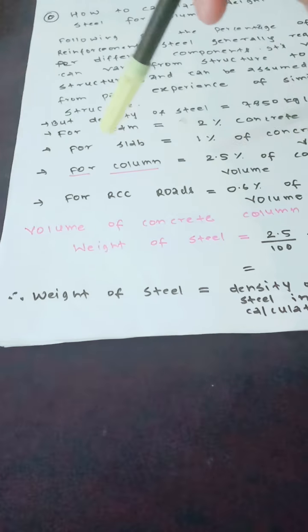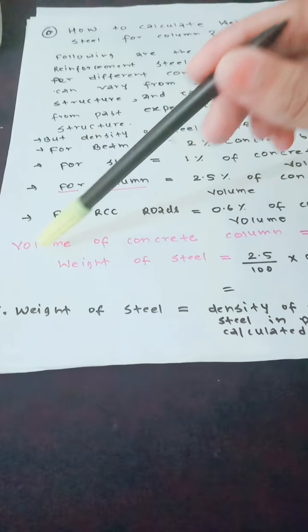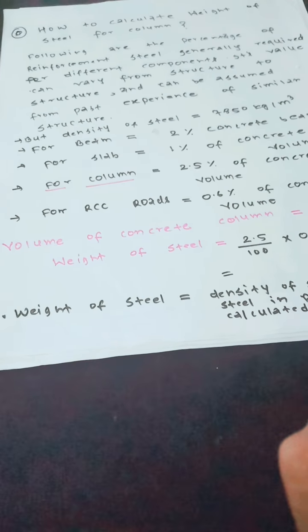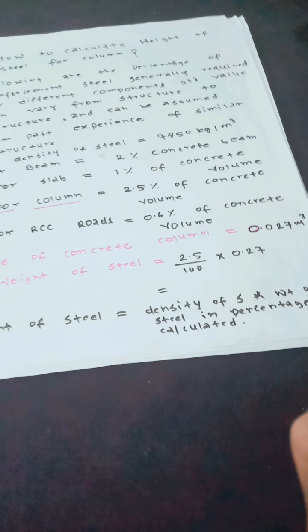Now I'm coming to my calculating point. I'm going to calculate the volume of the concrete column, since I'm calculating for a column. So the volume of concrete I have to calculate first. This is my first point.